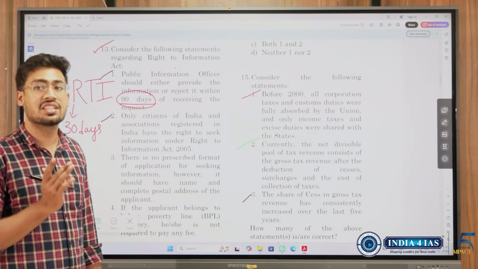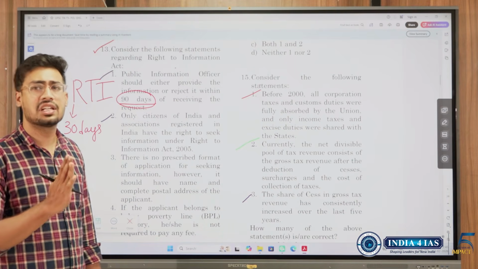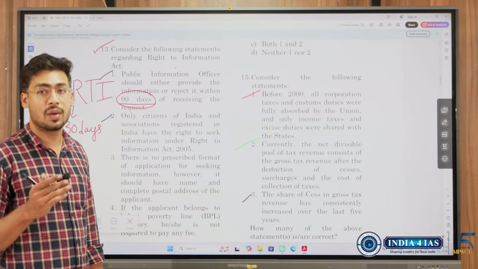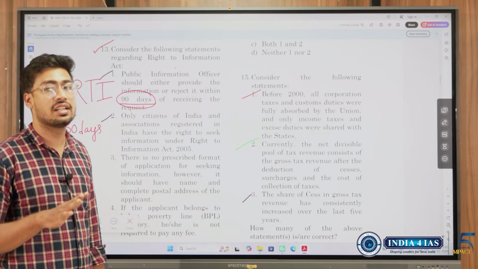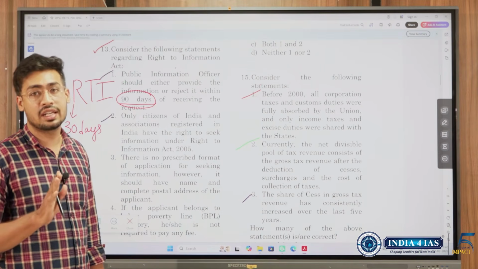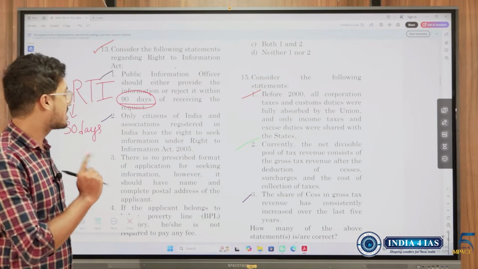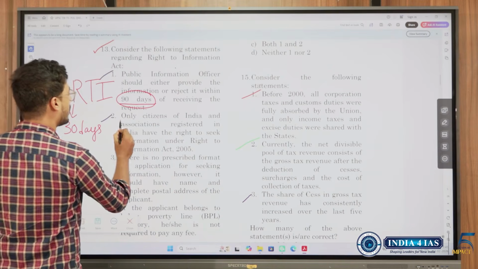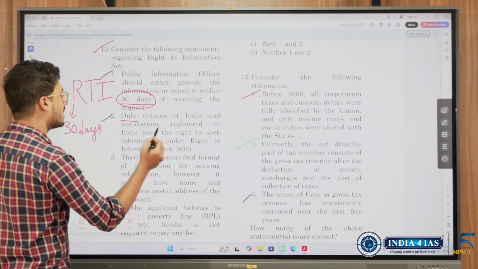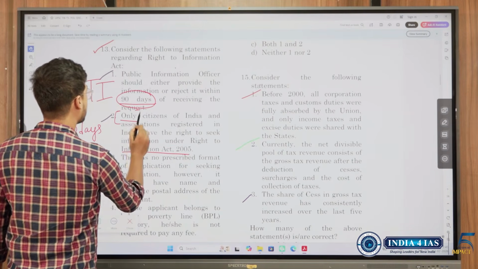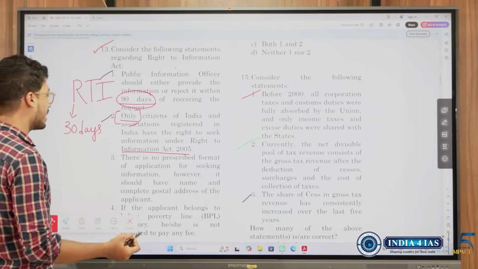At least you should get an estimation. It was somewhere near 30 days or 40 days, and 90 days is much too far ahead. So it's not 90 days. I'm not sure whether it is 30, but I'm very sure that it is not 90. Even if you knew this much, you could have easily eliminated this statement. So only citizens of India registered in India have the right to seek information under the right to information. We'll come across this later. There is no prescribed format.